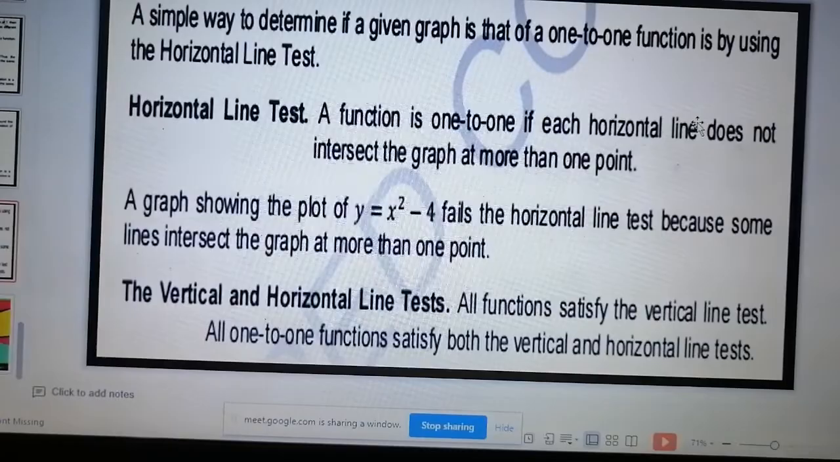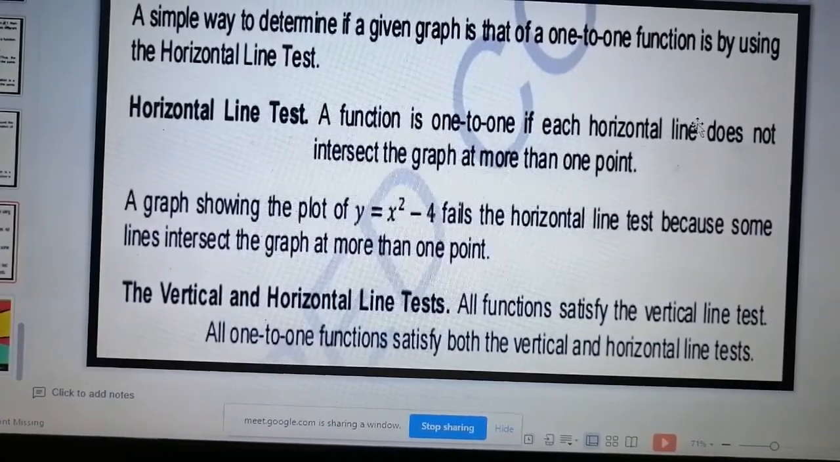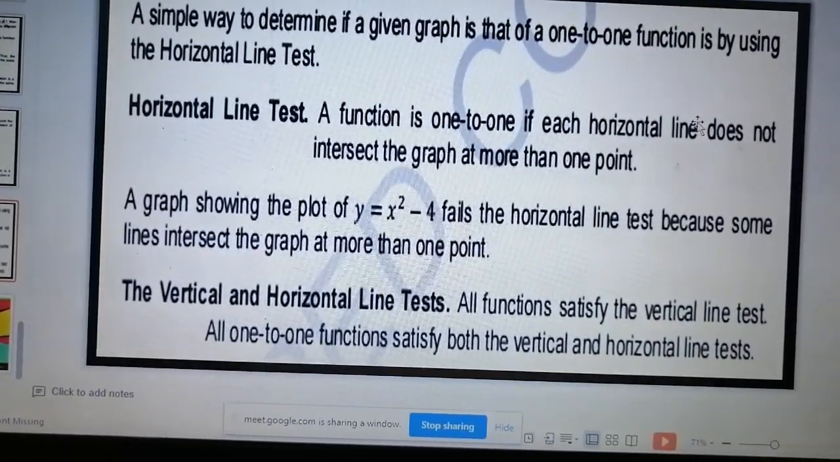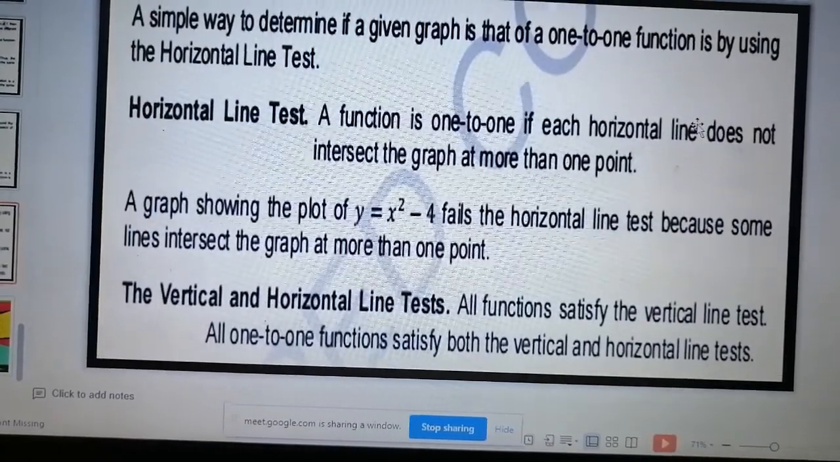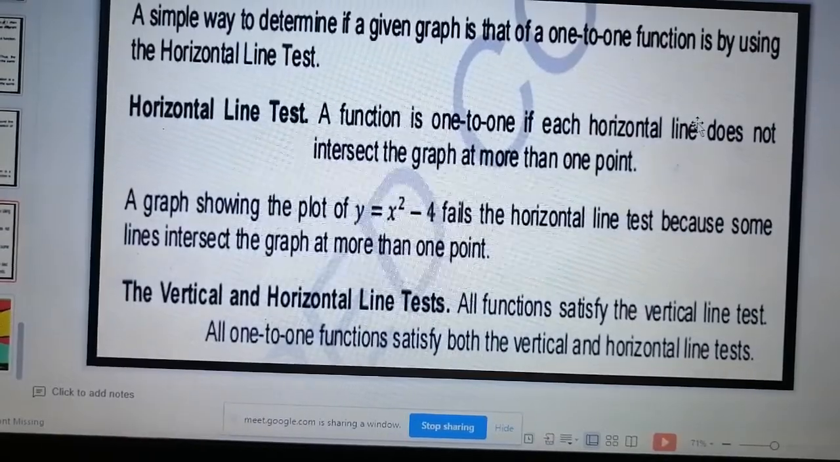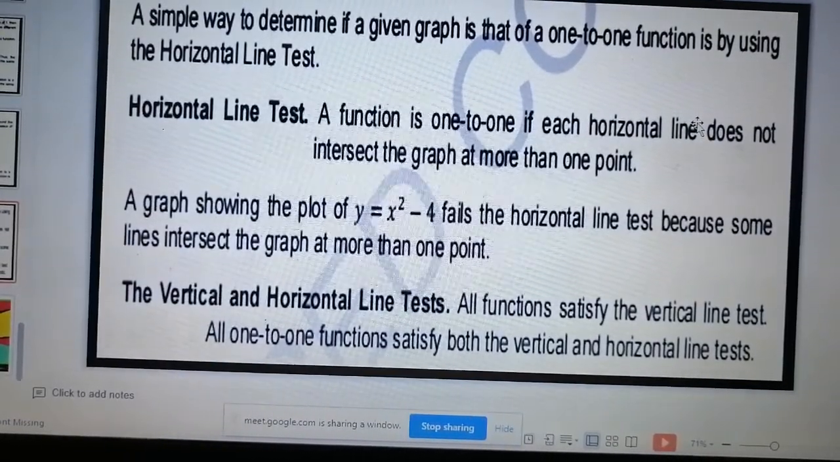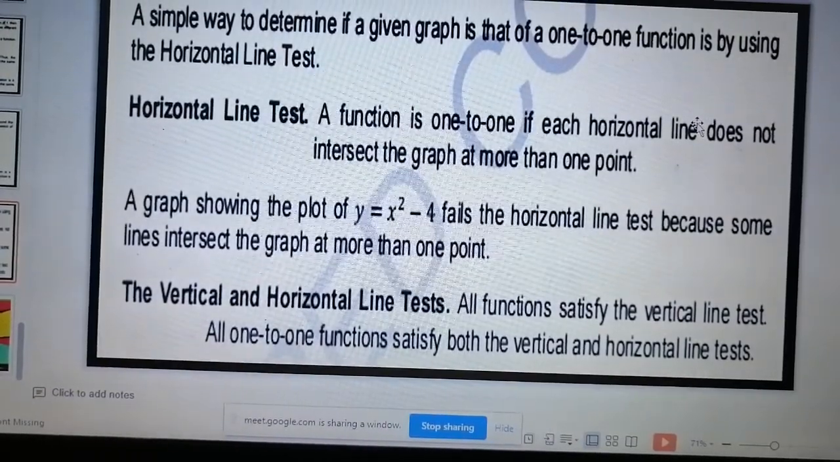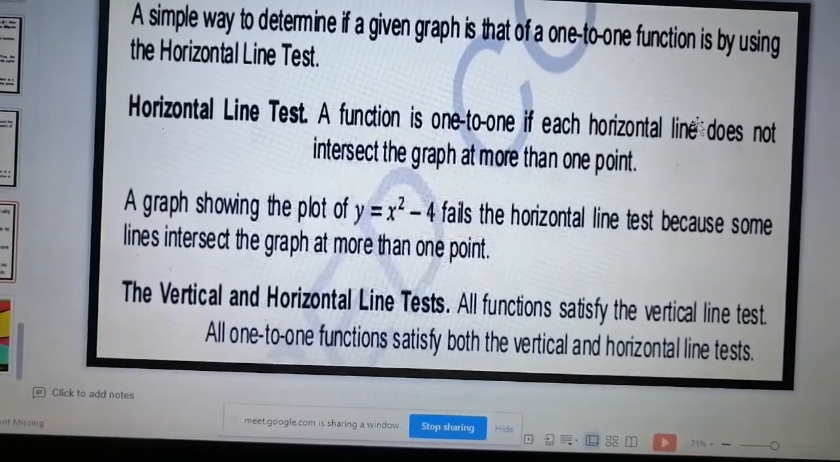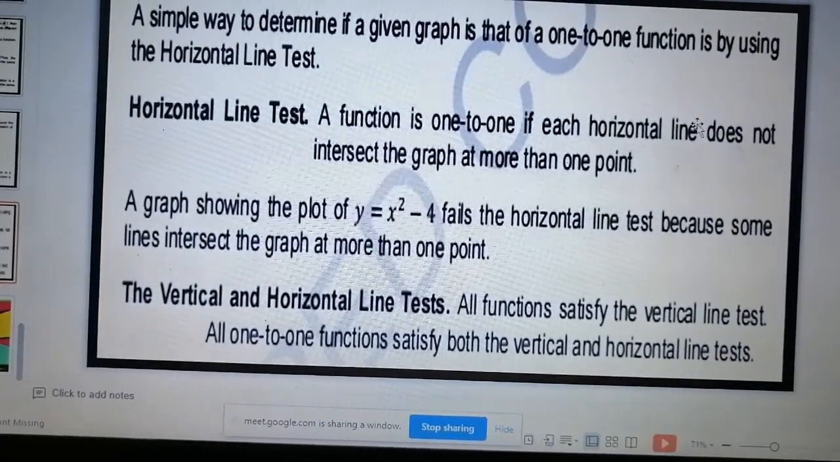Okay? A simple way to determine in a given graph that it is a one-on-one function is by using the horizontal line test. Okay? Pag sinabing horizontal line test, a function is one-on-one if each horizontal line does not intersect the graph at more than one point. Okay? Hindi ka pwedeng magkaroon ng graph na mag-intersect sa graph ng isa o higit pa. Pag sinabing horizontal line test.